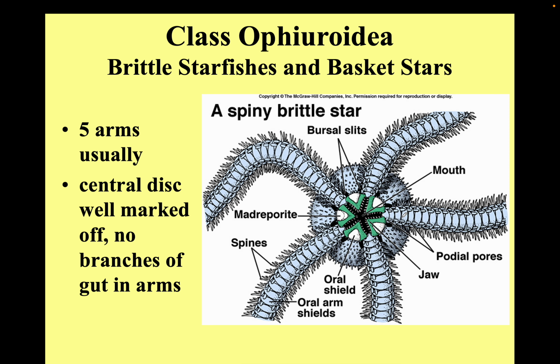The central disc is well marked. There are no branches of the gut in the arm. So the gut does not really cover the ambulacral system, or the arms do not really comprise extension of canals and gut tissue that are important for bodily function. So the arms are just appendages.